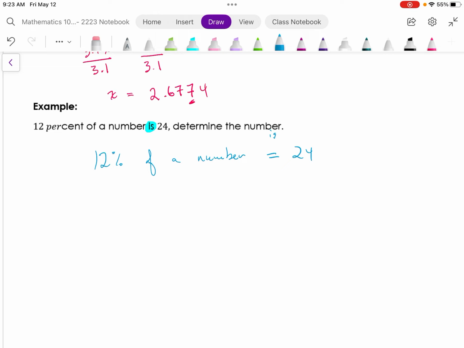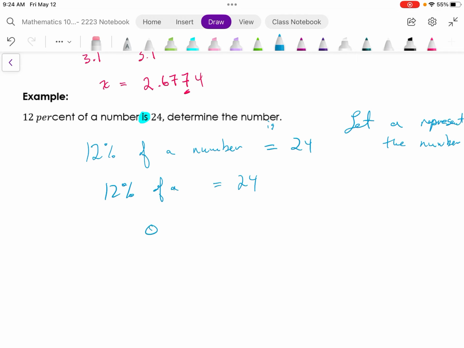All right. Well, what's this number? How do I go further? Well, we introduce a variable. So over here, I'm just going to say, let A represent the number. So right now, we can say 12% of A is equal to 24. So how do we find 12% of A? Well, we change 12% into a decimal. We multiply it by A.